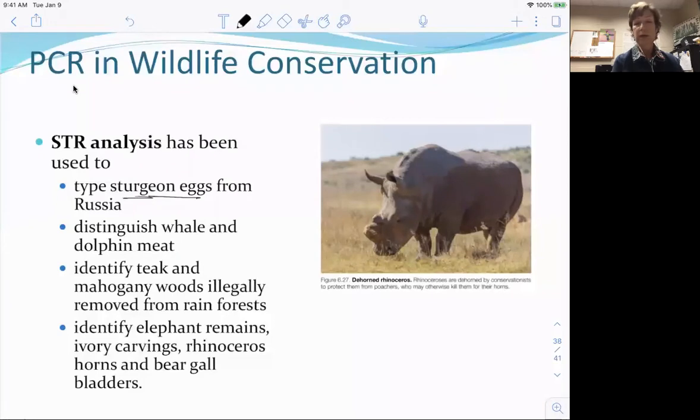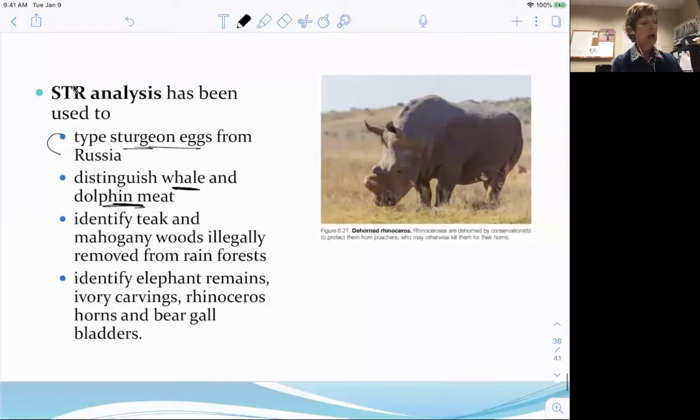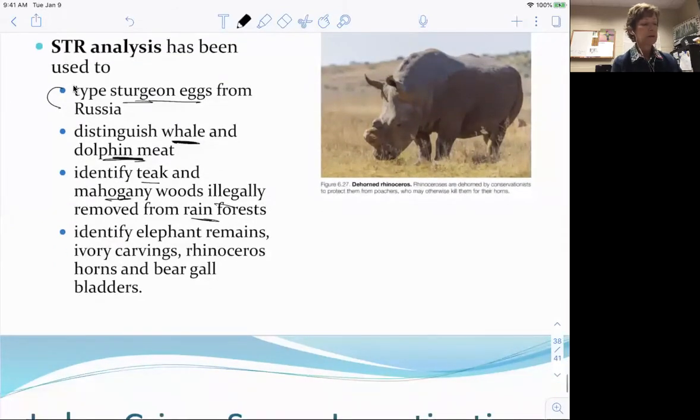So sturgeon eggs, which are used for caviar, you can type them into where their source is. If you have just meat from animals, so muscle tissue, you can distinguish legally caught whale from illegally caught dolphin. You can also identify teak and mahogany, which are valuable woods, and these have many times been illegally removed. And you can identify remains of animals. You can even look at things that have been dead quite a long time, things from ivory carving and rhinoceros horns and even gallbladder. So some of these are things that are thought to have medicinal value and they're illegally harvested. And so we can identify whether those have been kept.